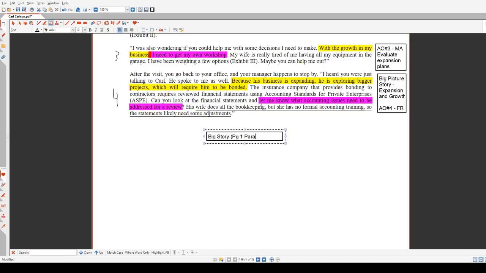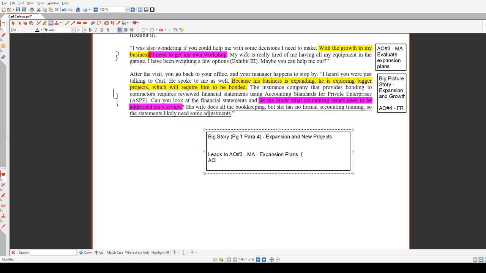page 1, paragraph 4, talks about recent expansion and new projects, which therefore leads to AO number 3, management accounting, expansion plans. AO number 1 and 2, tax, which is the tax bill, and corporate business structure, and then AO number 4, financial reporting to support the expansion plans.